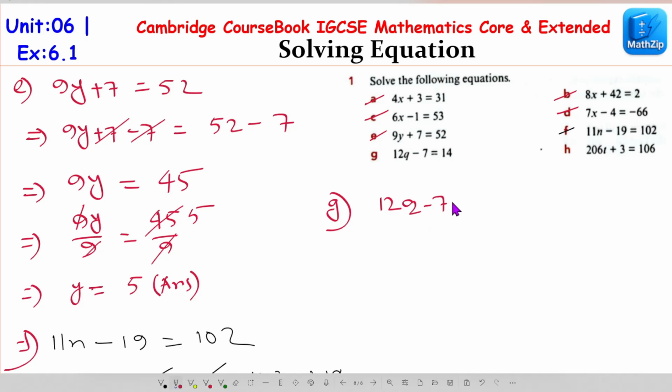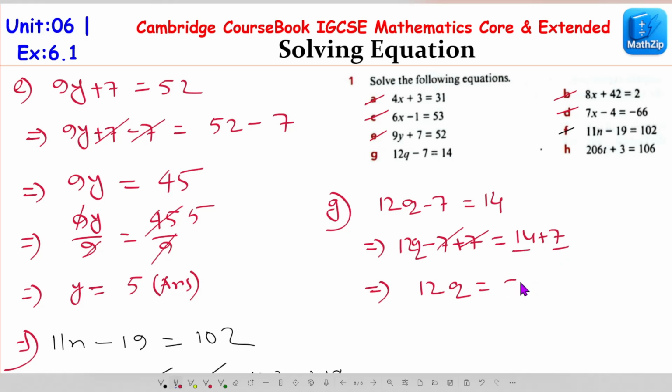Number G, 12q minus 7 equals 14. So 12q minus 7 plus 7 equals 14 plus 7. So minus 7 plus 7 cancel out. Here is 12q equals 14 plus 7, which is 21.